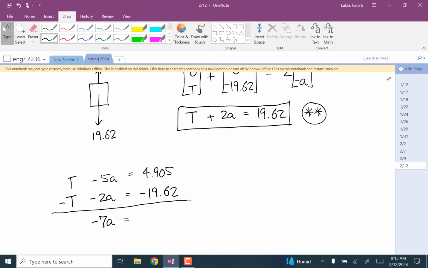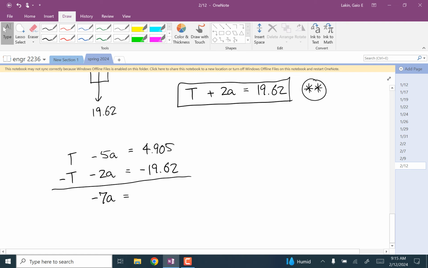Just 4.905 minus 19.62. Negative 14.715. Negative 14.715. And so then a is equal to, divide that by 7. 2.102 or negative 2.0. It's positive, right? They're both negative? Okay. 2 point, tell me the decimal again. 102. 102 meters per second squared.